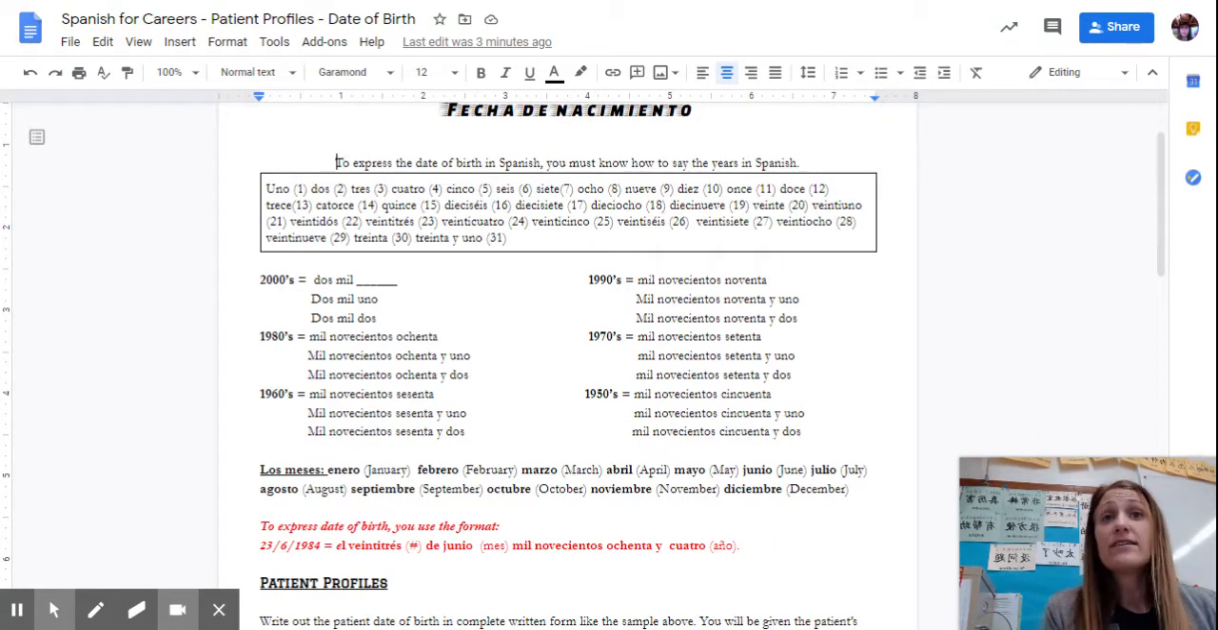Then the years are broken up into a very specific format. So you always say the year. For example, for 2000, normally we would say 2001, 2002, right? So it's kind of the same way in Spanish. You say two, then the word thousand, and then the year, right? So if it were 2000, you would just say 2000. If it were 2001, you would say 2001, and so on and so forth.